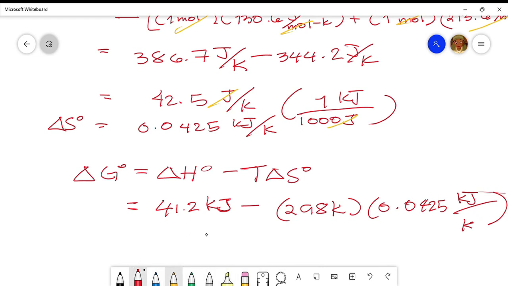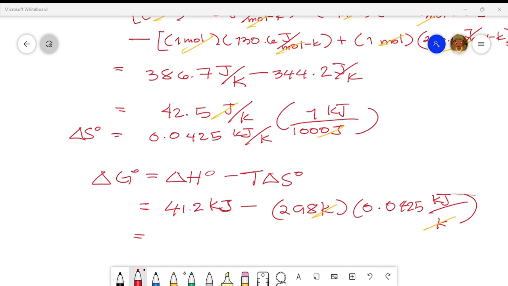So we cancel common terms. So the answer for this would be, let me use my calculator. We have 41.2 minus 298 times 0.0425. We have 12.67. So 41.2 minus 12.67, we will have 28.53 kilojoule.